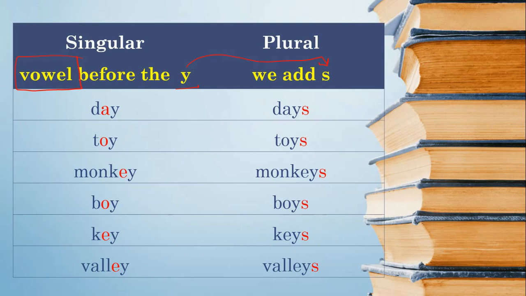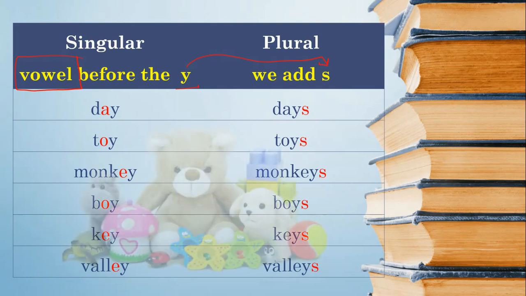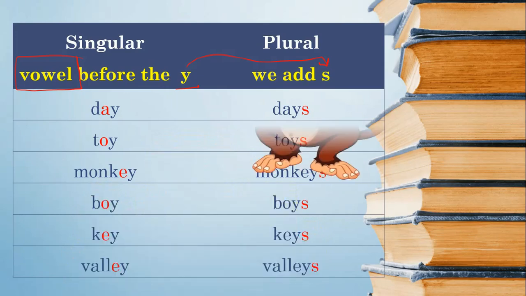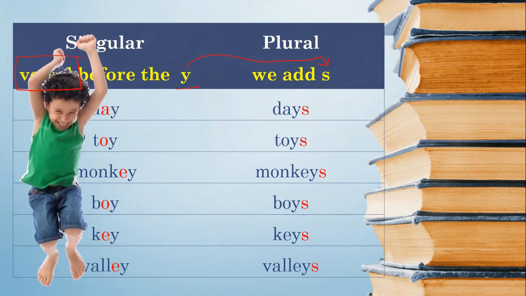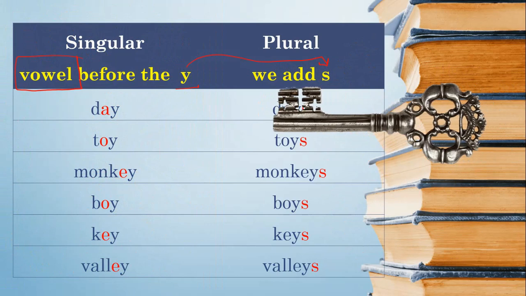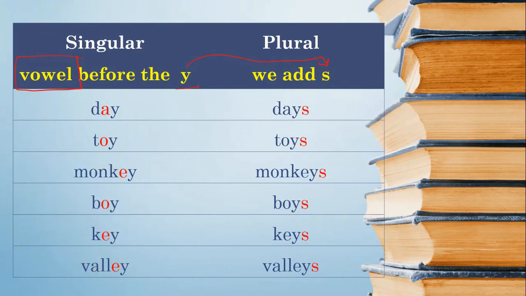Let's look at the words. Day, days. Toy, toys. Monkey, monkeys. Boy, boys. Key, keys. Valley, valleys. So all these are vowels, and if we have a vowel before the Y, we will add only S.